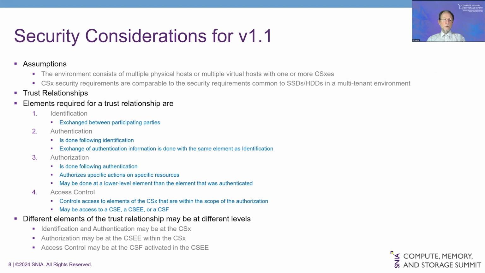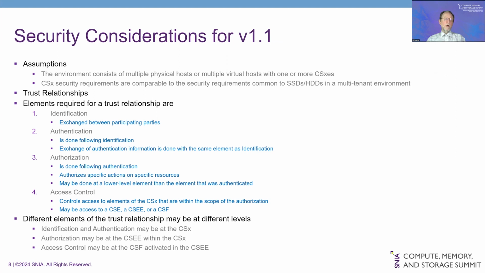And then finally, there's access control, and it controls access to the elements of the CSX that are within the scope of the authorization. And it may be access to a CSE, a CSEE, or a CSF. The key here is that different elements of the trust relationship may be at different levels. So identification and authentication may be at the CSX level, while authorization may be at the CSEE that is within the CSX, and access control may be at a CSF that's activated within the CSEE. So all of those specific details are given in version 1.1 of the architecture document.